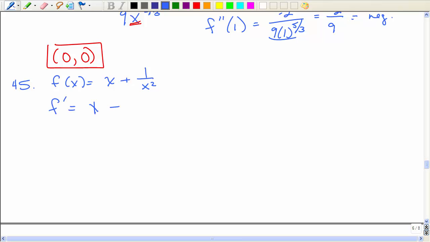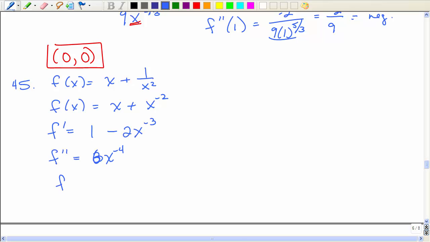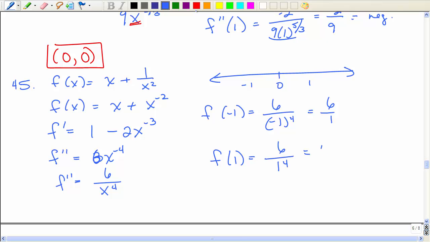I'm going to, first of all, rewrite this. So let's rewrite this with our negative exponents. So that's going to be positive 6, right? So we have a 6 over x to the 4th. So very much like the previous example, it's never equal to 0, but it's undefined at 0. So I would just evaluate it with one number above and one number below. And you can hopefully see that these are both positive, so it's always concave upward, so there would be no inflection point.